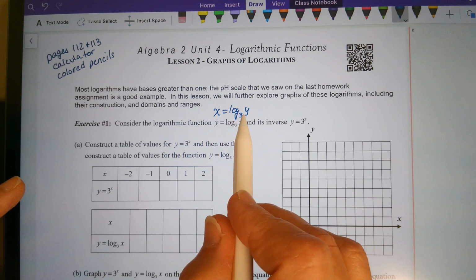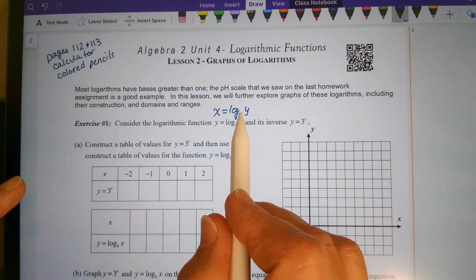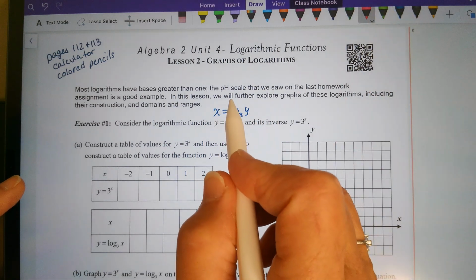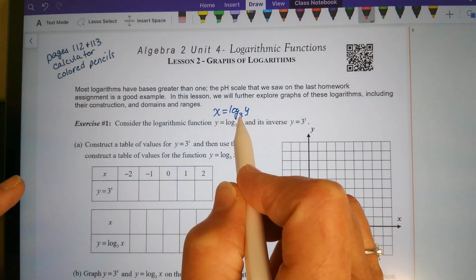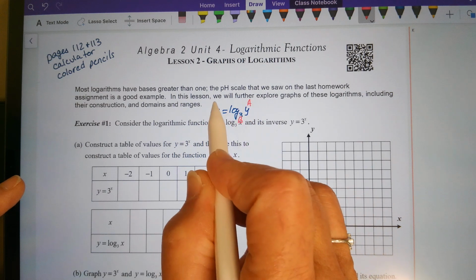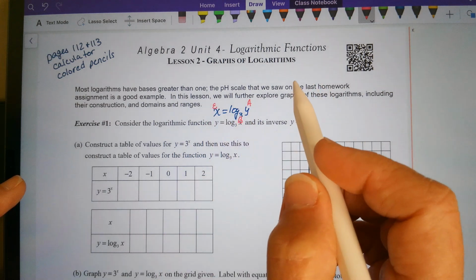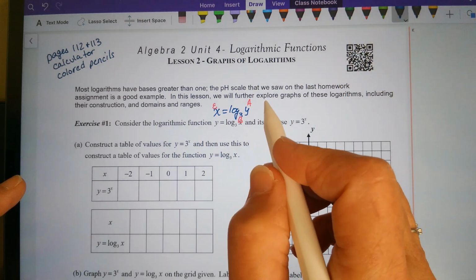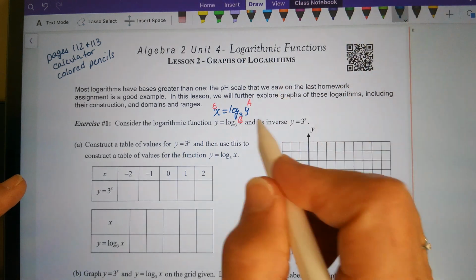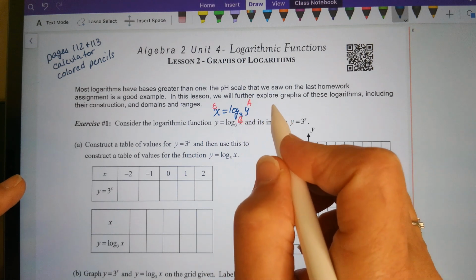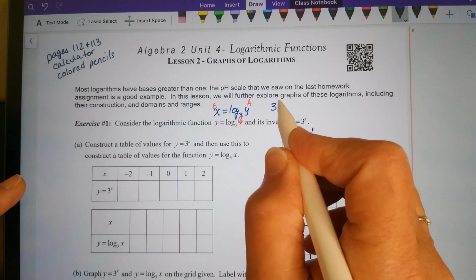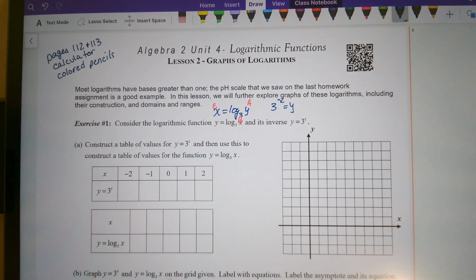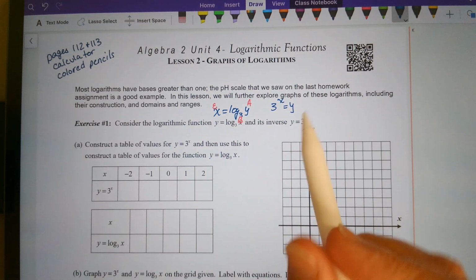Well, we are in log form and cannot do anything, so we will switch to exponential form. And remember, this is base exponent. So switching to exponential form, we have our base is 3, our exponent is x, and our answer is y. So yes, this is the correct inverse.